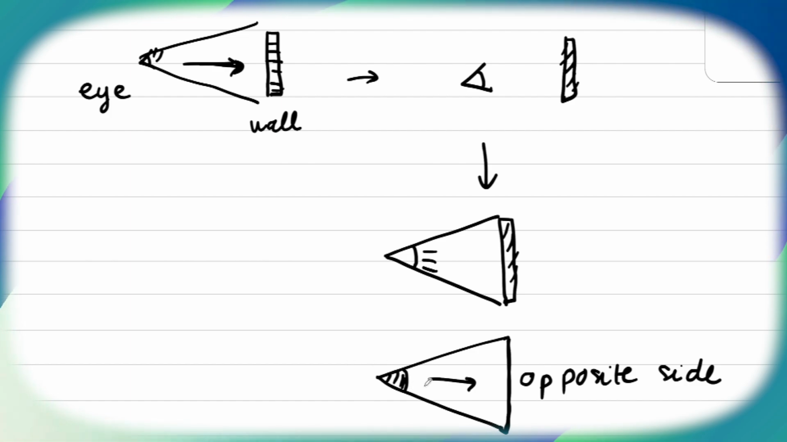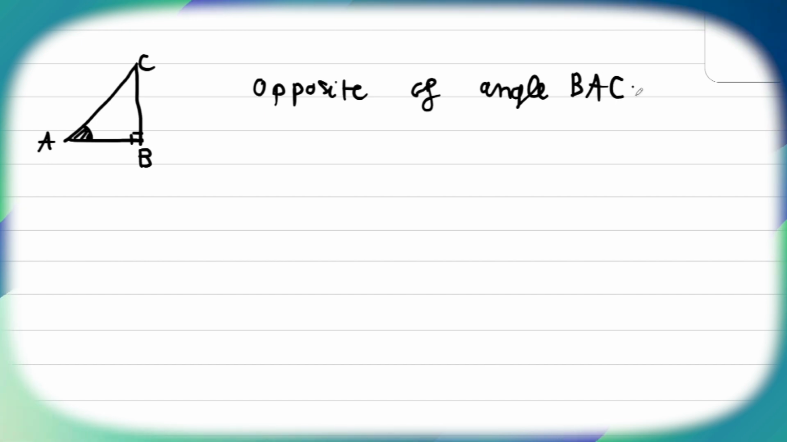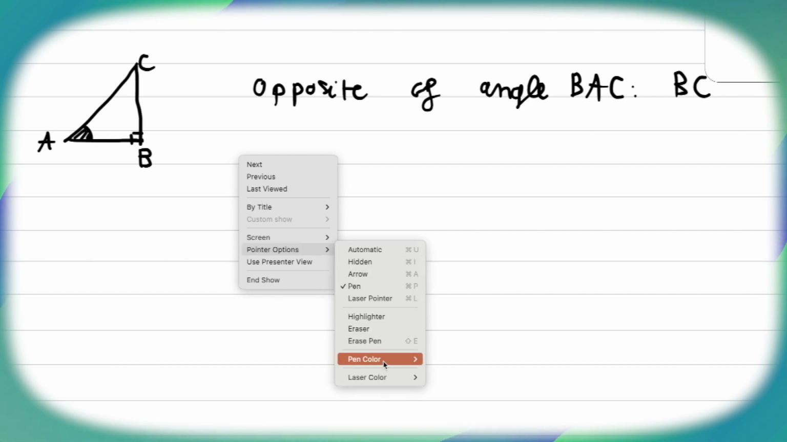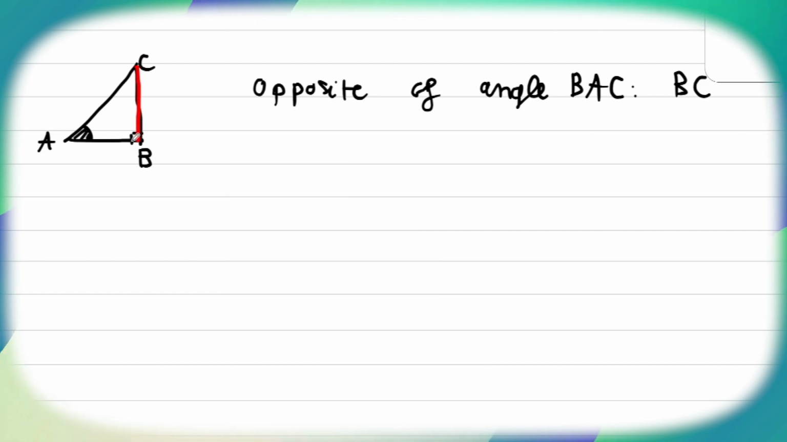So that's why you have to choose one angle in the right angle triangle, and then you can write down the name of the opposite side. For example, I have two examples. I have this right angle triangle, and I will choose this angle. The vertices here are A, B, and C. And the opposite side of angle BAC will be side BC. I mean, this side will be the opposite side of this angle.